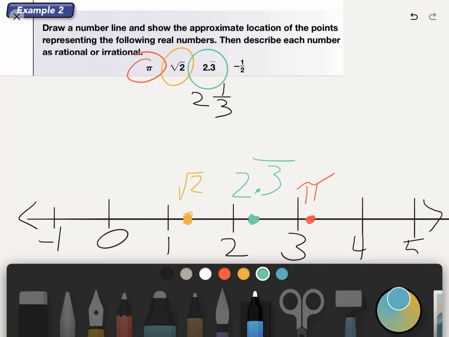And then finally, we've got -1/2, which I guess they just decided to add in there for spice. We can just go a little bit below the number line, find a halfway point, and put that there.